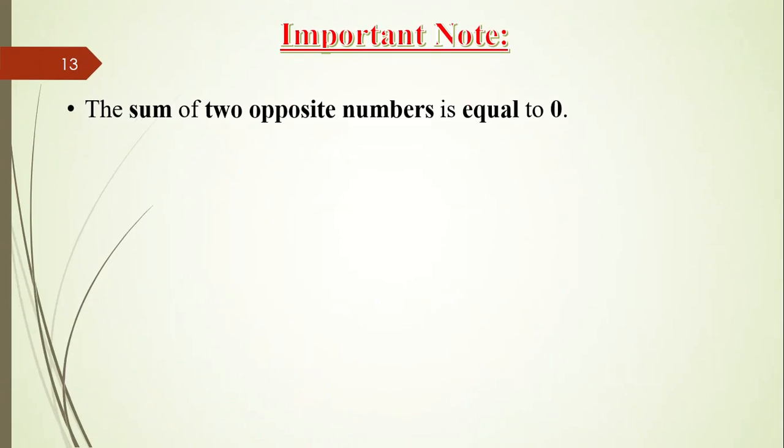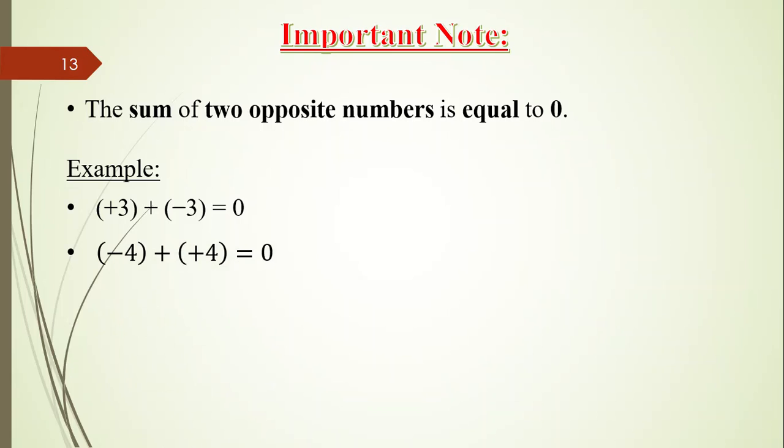Important note. The sum of two opposite numbers is equal to 0. Example, plus 3 plus minus 3 is equal to 0. Minus 4 plus 4 equals 0. Plus 7 plus the opposite of plus 7. The opposite of plus 7 is minus 7. So we have plus 7 plus minus 7, it's equal to 0.